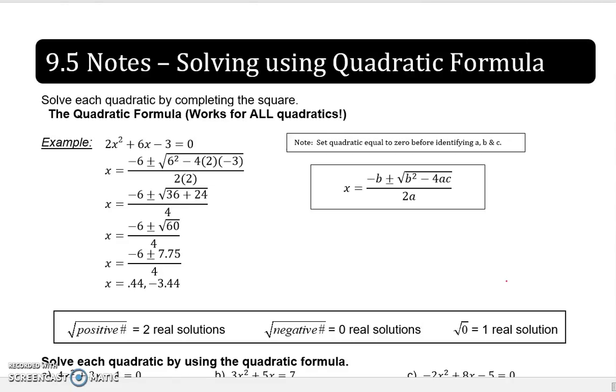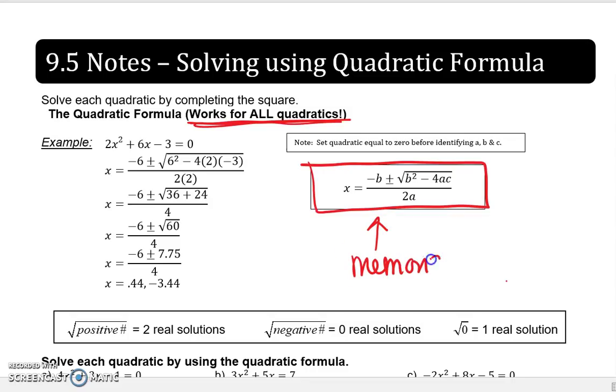All right, section 9.5 is solving using the quadratic formula. The quadratic formula is the only one that works for all quadratics, okay? So you will get the same answer no matter what type of problem you do, and that's why the quadratic formula works. So it is x equals negative b plus or minus the square root of b squared minus 4ac divided by 2a. This is something you will need to memorize, and I will teach you the song tomorrow to help you do so. But refer back to that formula today.